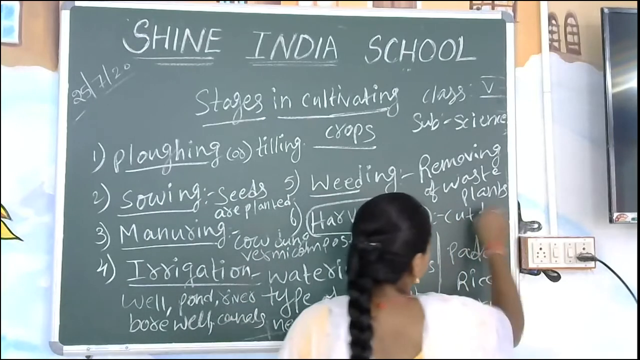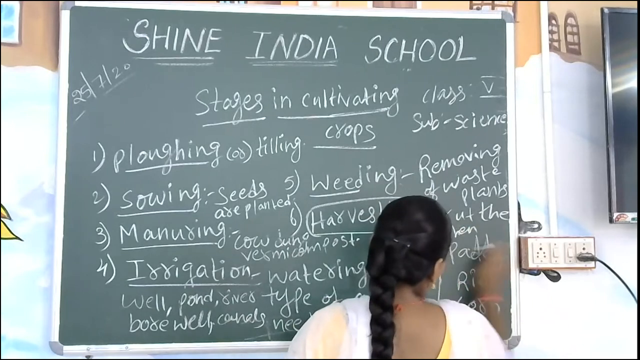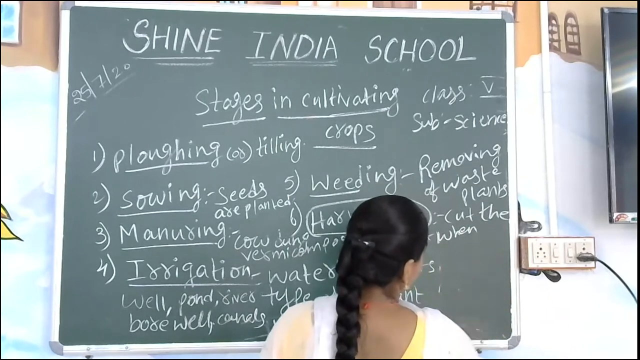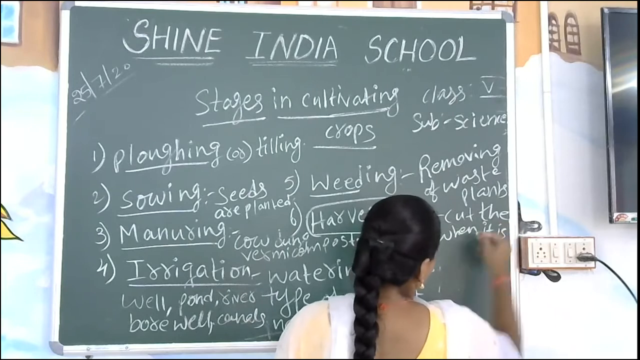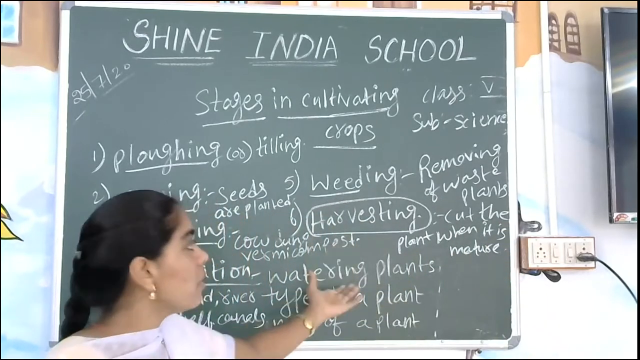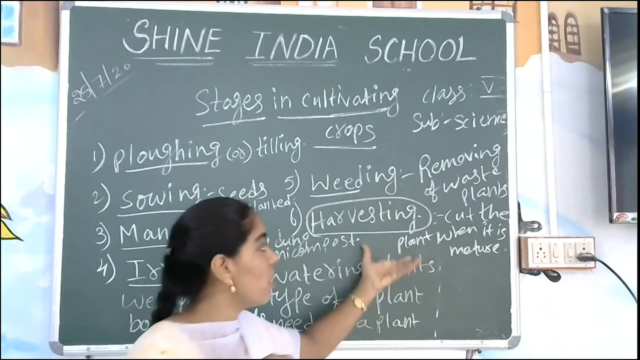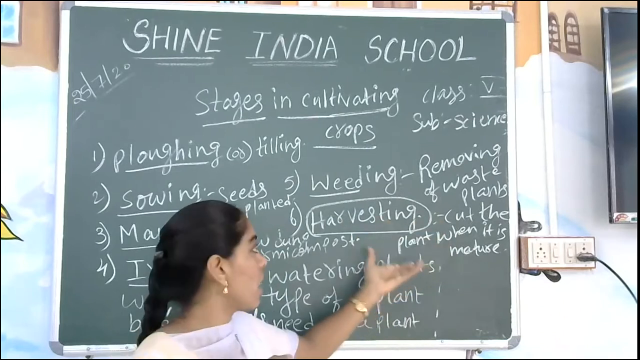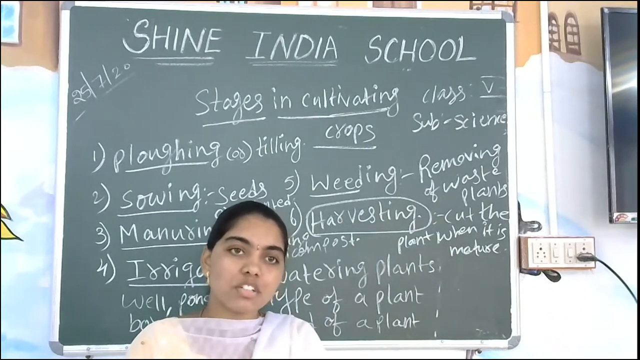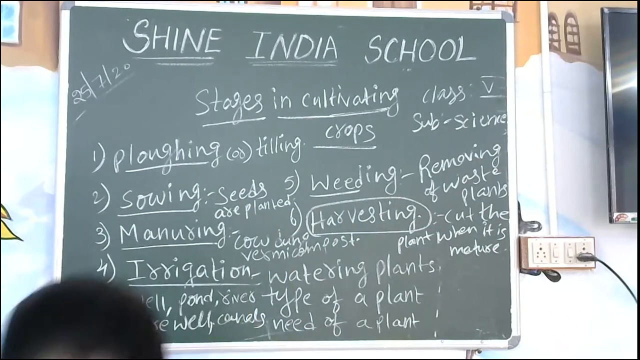We start when the plant is mature. The main thing we have completed. Now the plant has come into our hands, means the food has come into our hands. That is the last one, harvesting. Now I am going to show you the pictures of each and every stage of a plant.